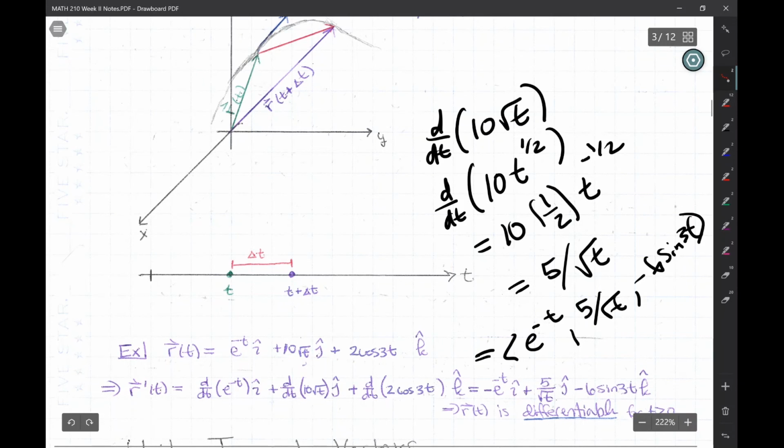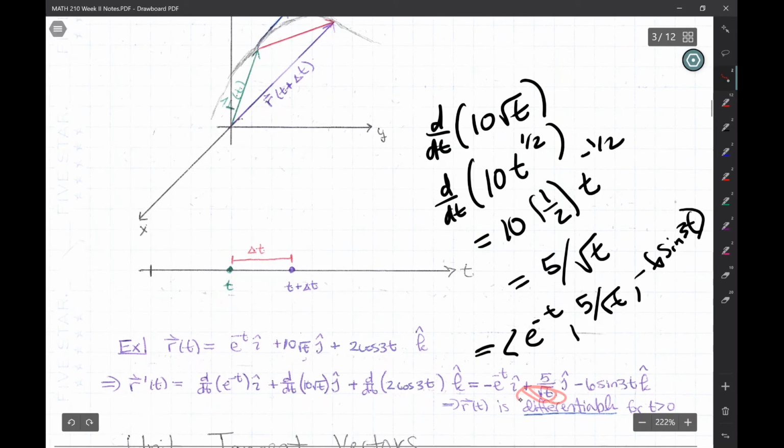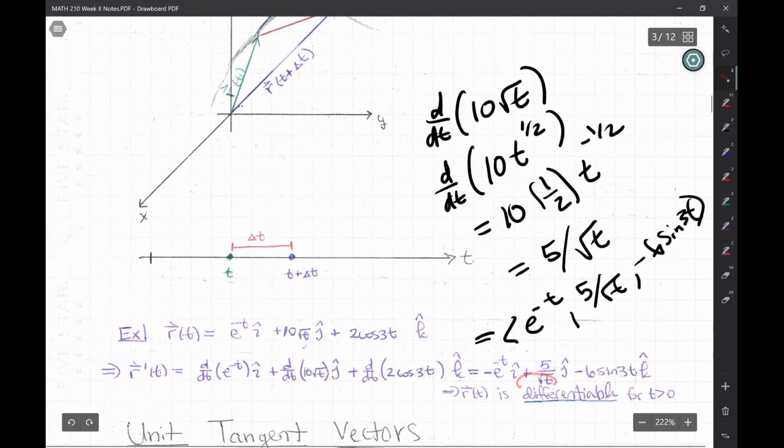On the other hand, when we take the derivative, we see we get into a problem when t equals 0. So although this function is defined and continuous, in fact, for t greater than or equal to 0, it must exclude 0 for it to be differentiable. So it's differentiable only for t strictly greater than 0.